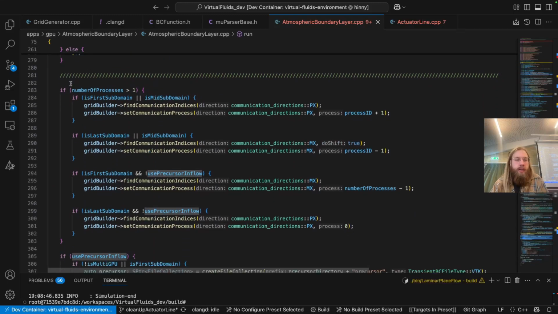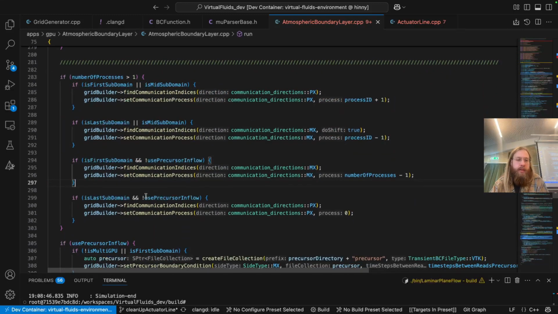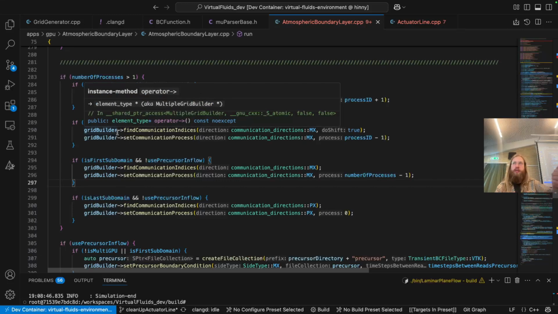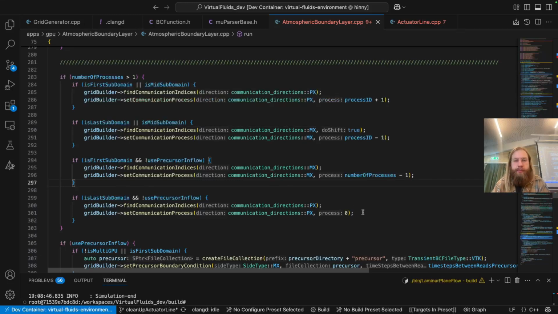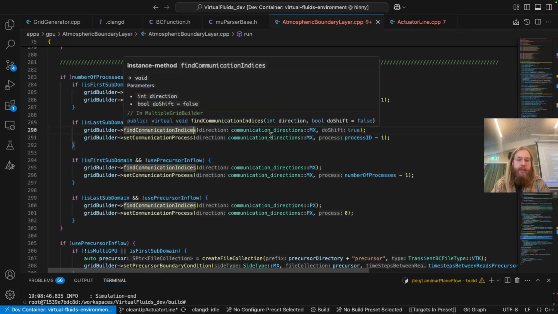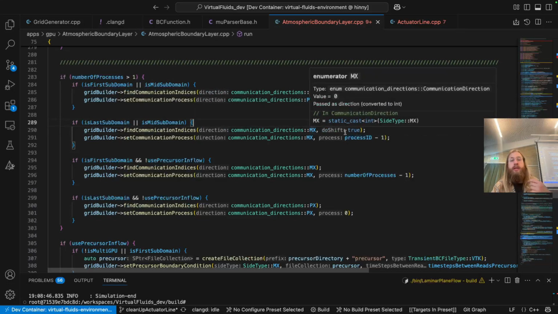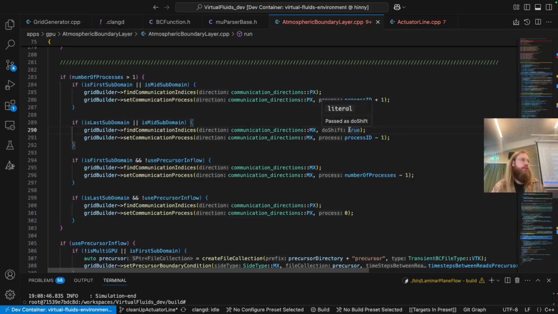Here we still, as I said, do this by hand in this app. This is how you set up a multi-GPU topology, like how the different bits connect to each other. And importantly, when you do this find communication indices in one direction, you will have to say do shift to true, which applies this periodic shift on this specific boundary. But you must only do it in one direction, because if you do it in two, in the back and in the forth, they cancel each other out, and then you have not shifted. That took me a long time to figure out.